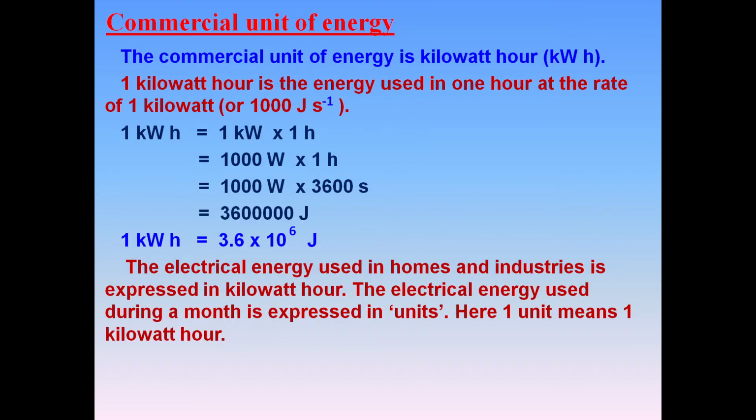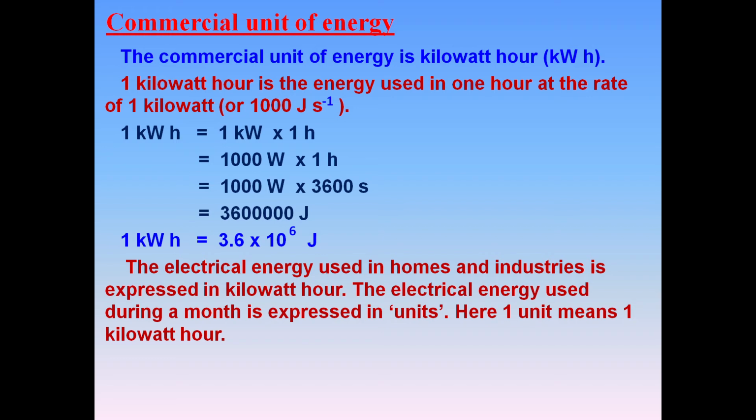Next we have commercial unit of energy. About SI unit of energy, you know already, it is joule. But commercial unit of energy is kilowatt hour, and the symbol is kWh. So what is 1 kWh? 1 kilowatt hour is the energy used in 1 hour at the rate of 1 kilowatt. It means if 1 kilowatt of power is consumed in 1 hour, then we will say that energy consumed is equal to 1 kilowatt hour.